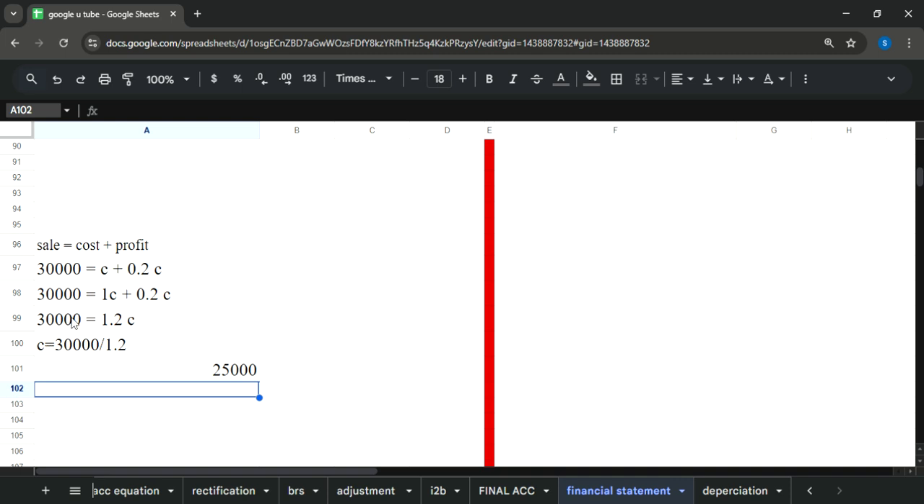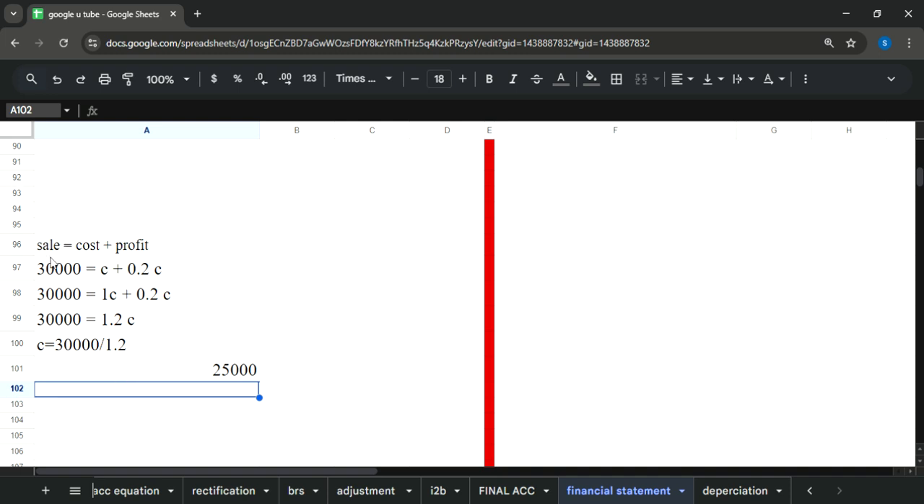Now again see, there was 30,000 on the left side. You have taken 1.2, which was being multiplied with C. When you take it to the opposite side, it will be divided. So 30,000 divided by 1.2, we have got 25,000. What is it? C. C is what? Cost.